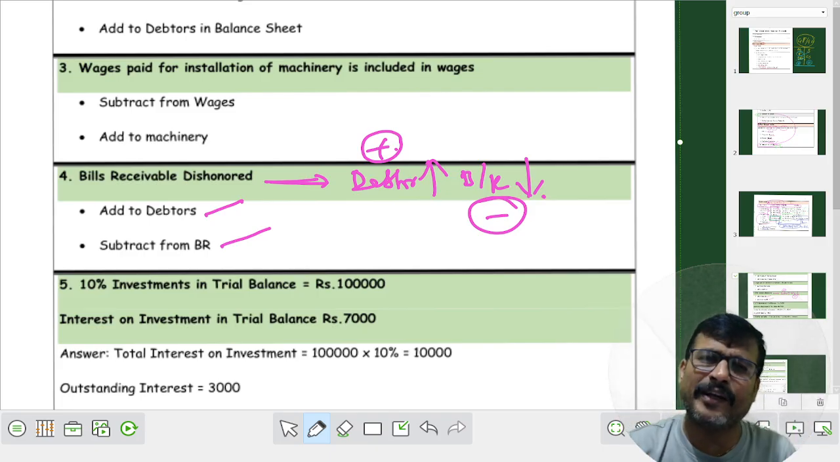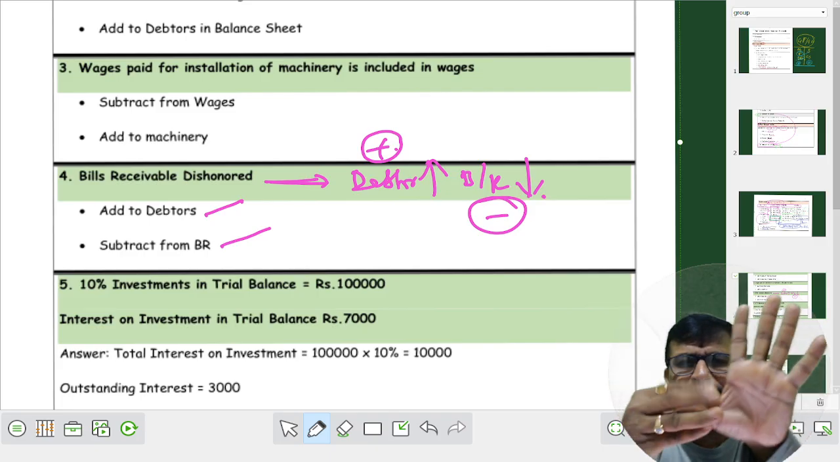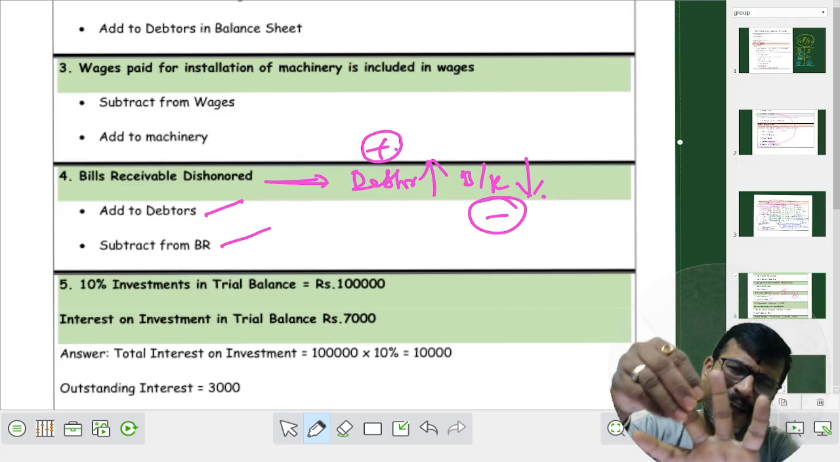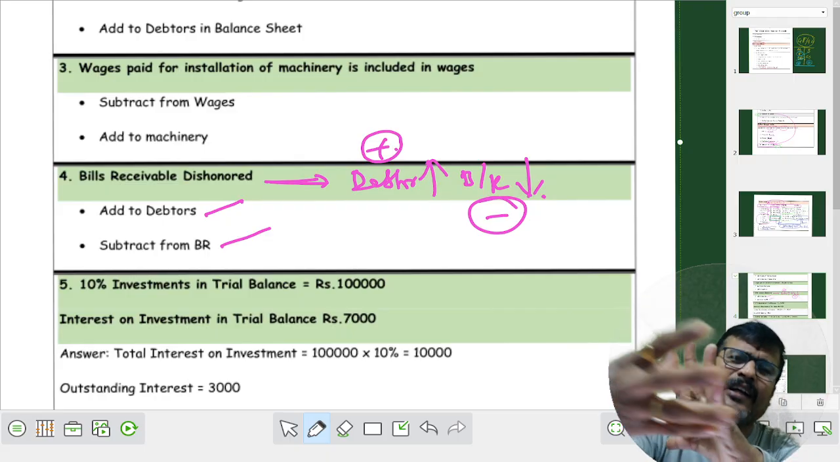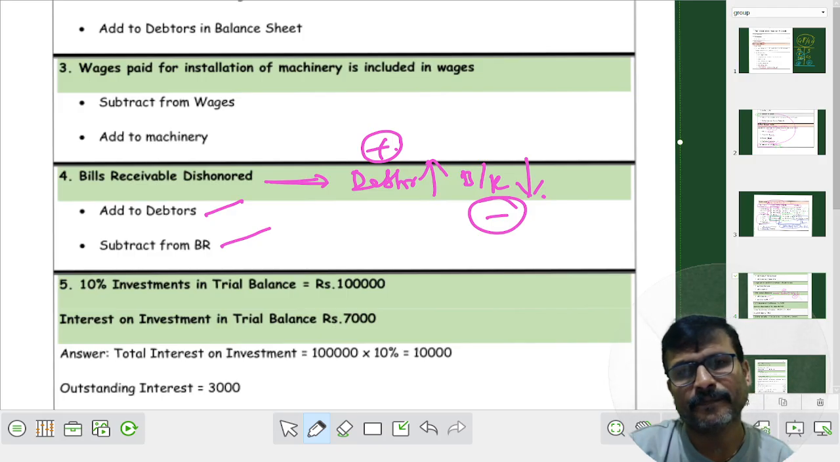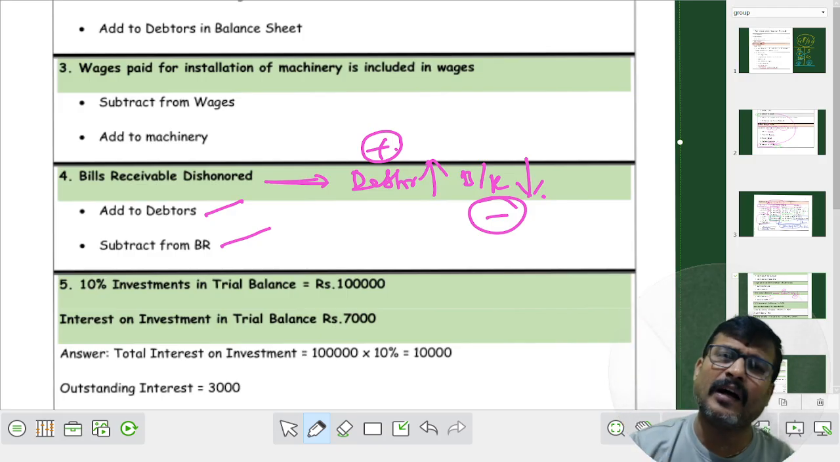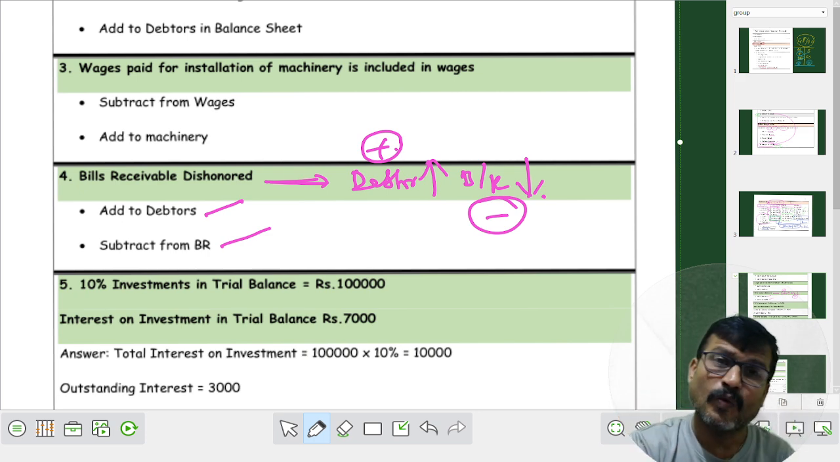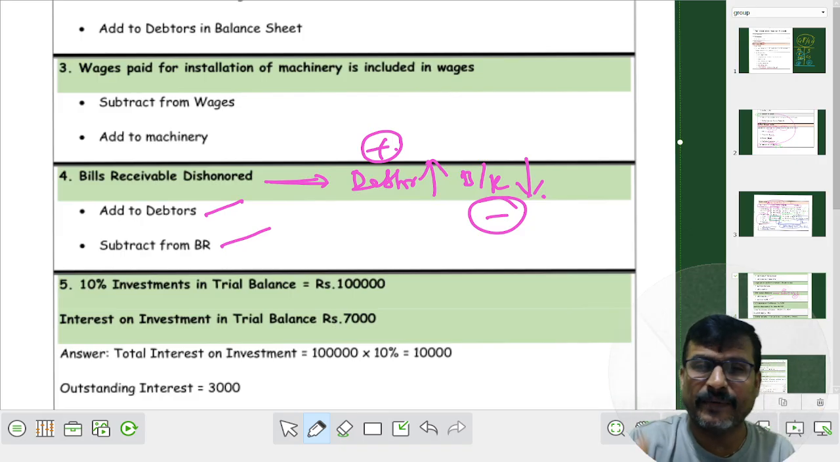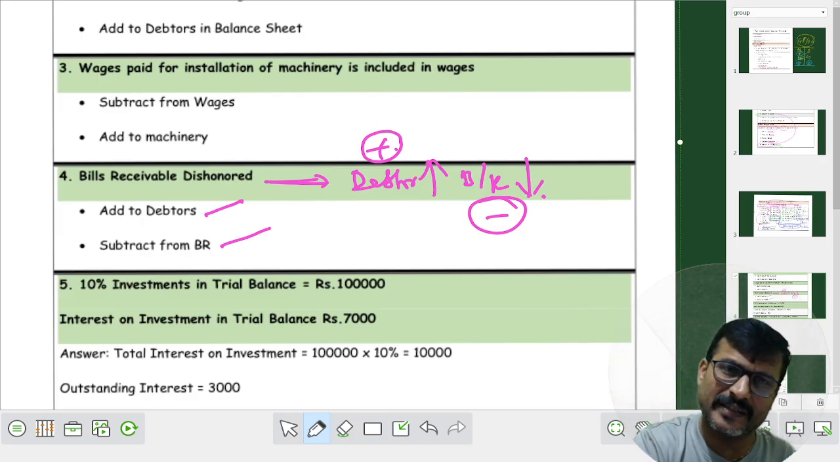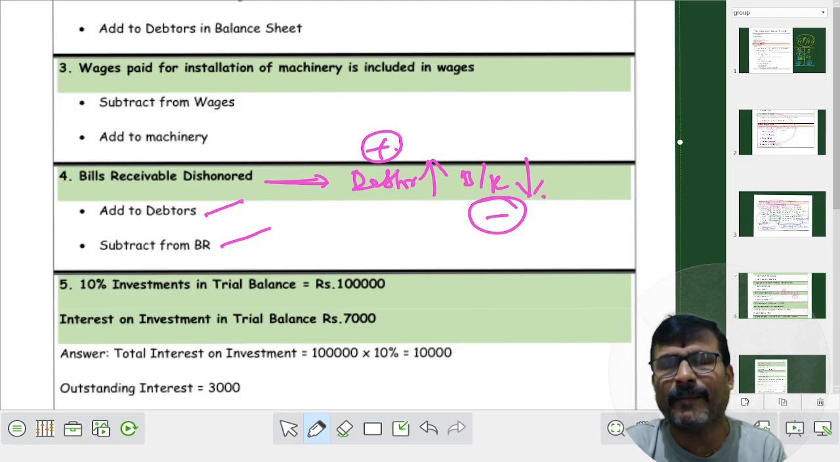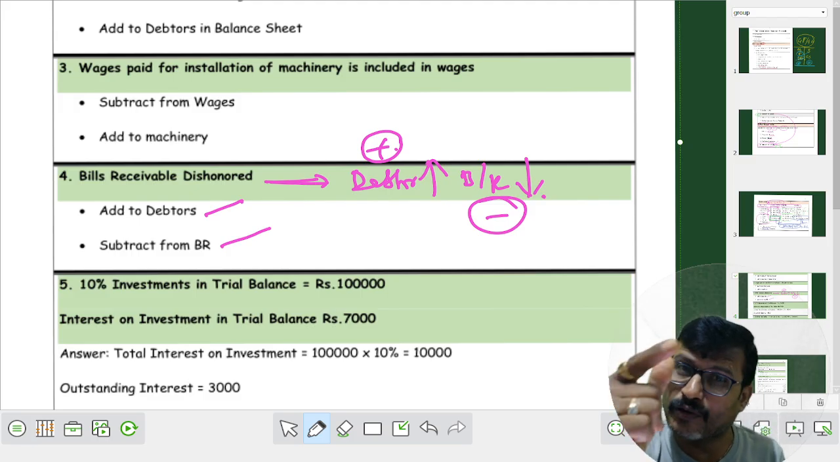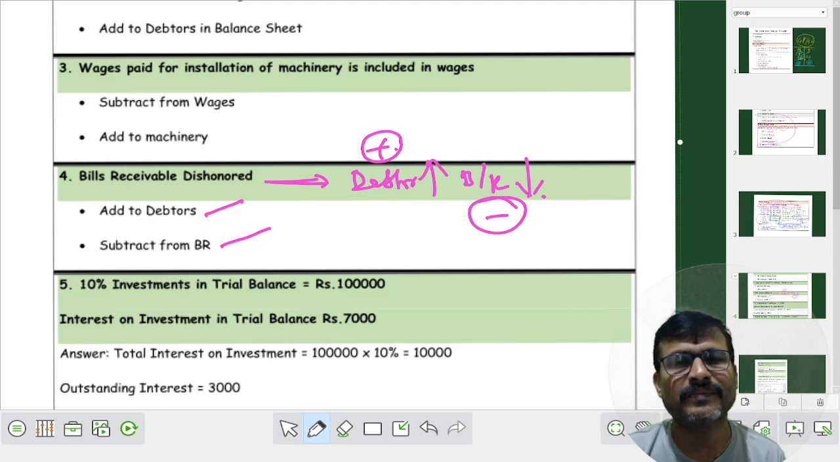What items are to be included in trading account? Opening stock, purchases, direct expenses, sales and closing stock. What items come in P&L account? All indirect incomes, all indirect expenses. What comes in balance sheet? Your fixed assets, your current assets, here capital and liabilities. You should have that knowledge, my dear student.